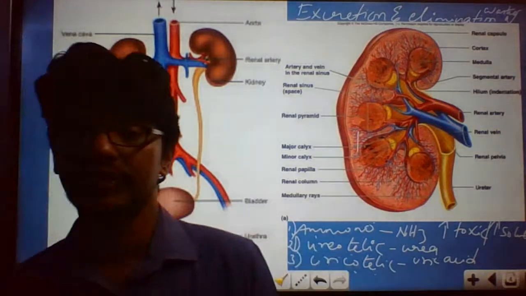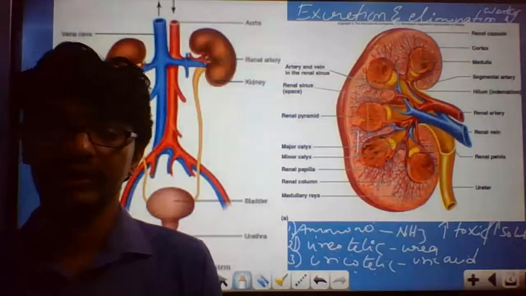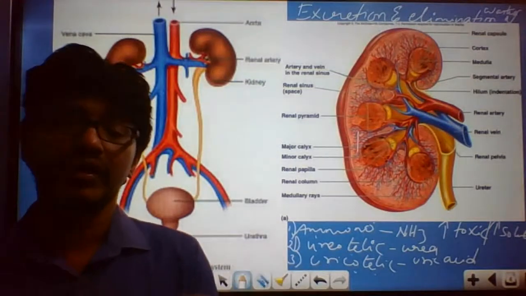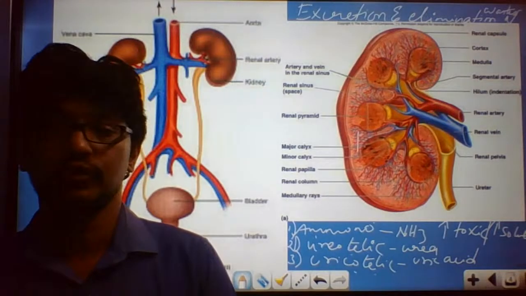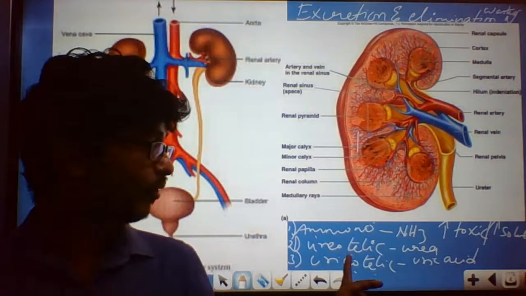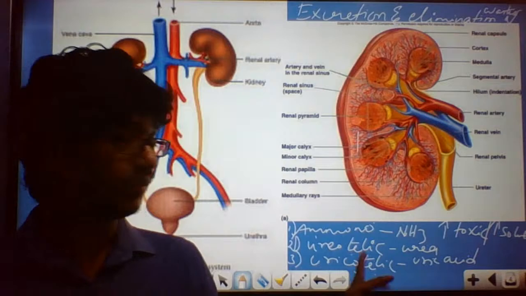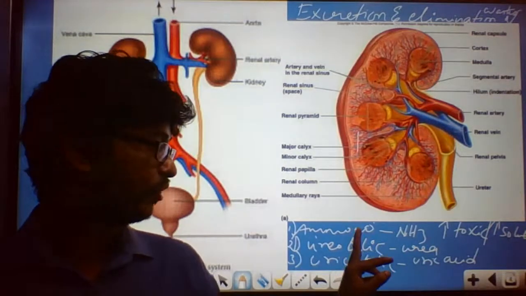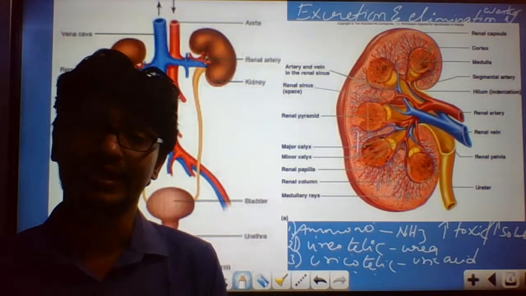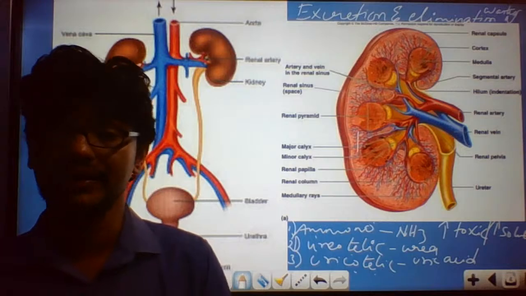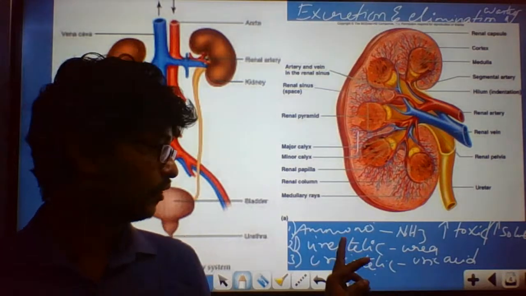So they ask this type of questions, which among the following is ammonotelic. They give options like birds, reptiles, humans, and one of those can be a possible question. So please make note of this particular area: ammonotelic, or which among the following is highly toxic, ammonia, urea, uric acid. The highly toxic one is actually ammonia.